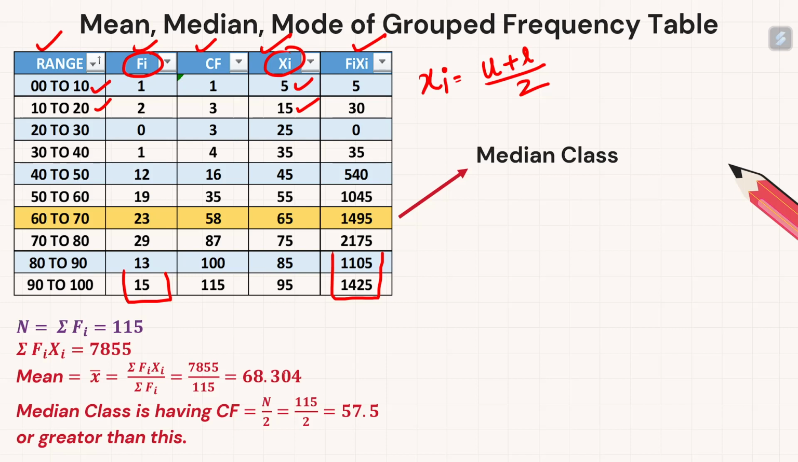This is the mean. To find the median, first we will find the median class. To find the median class, we will do n by 2, that is 115 by 2. The value is coming 57.5. So any cumulative frequency that is 57.5 or more than 57.5 will be selected as the median class. We can see that 58 exists, so this is my median class.